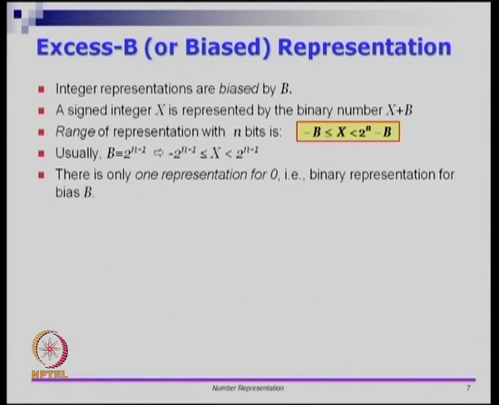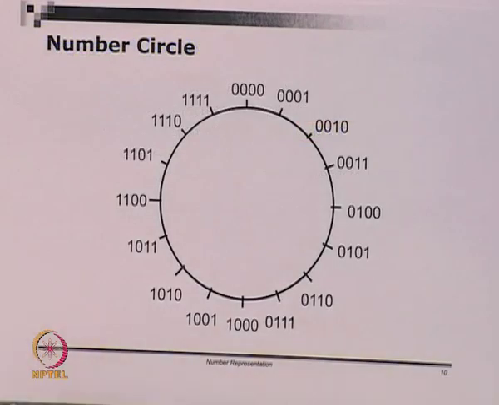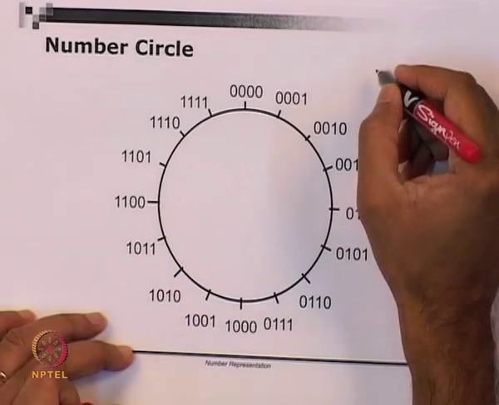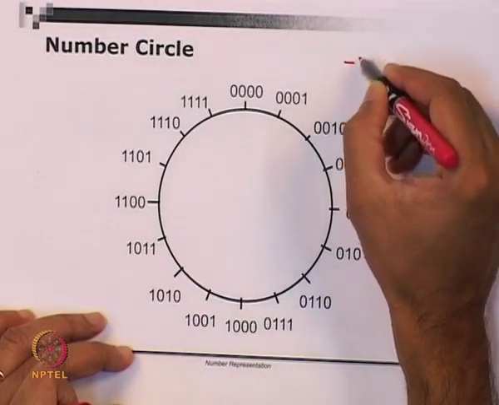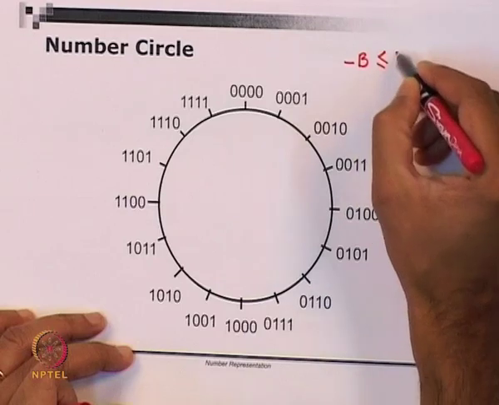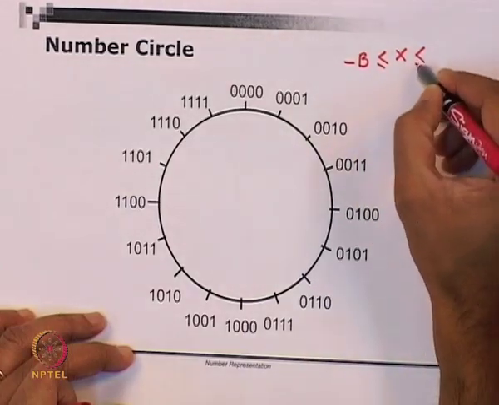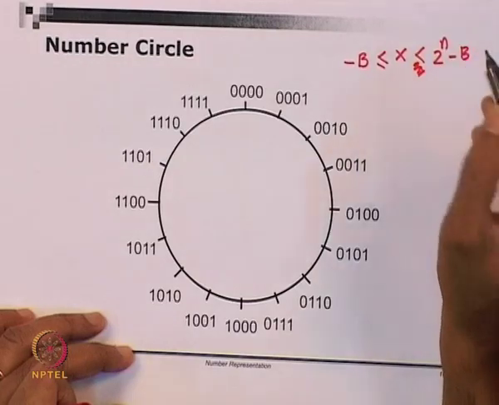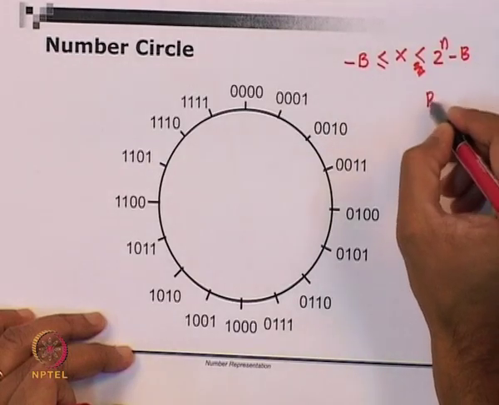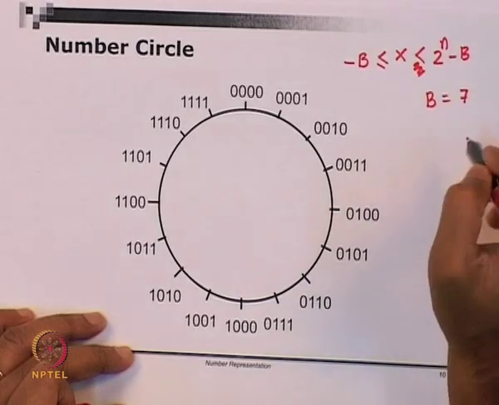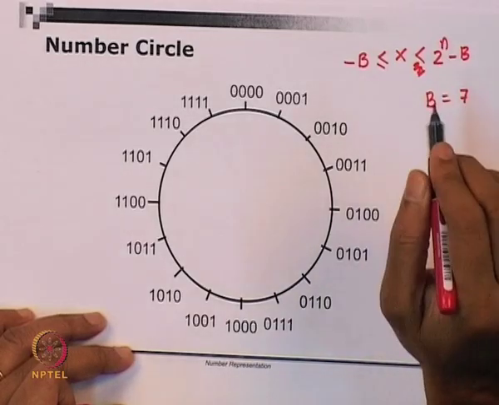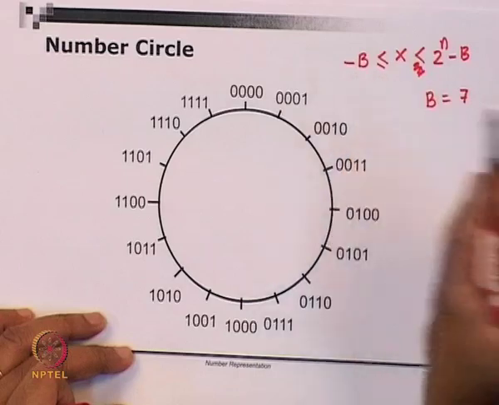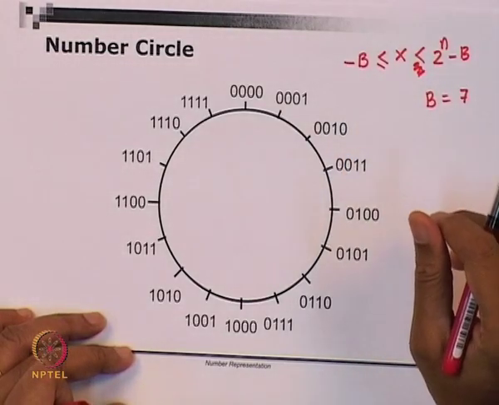So this is not a very hard thing. I am going to show this in the number circle. We know that in the number circle representation we can go from minus B less than or equal to x less than 2 power n minus B. If I say that B is 7, then we should be able to go from minus 2 power 3. So B is represented using 3 bits, right.